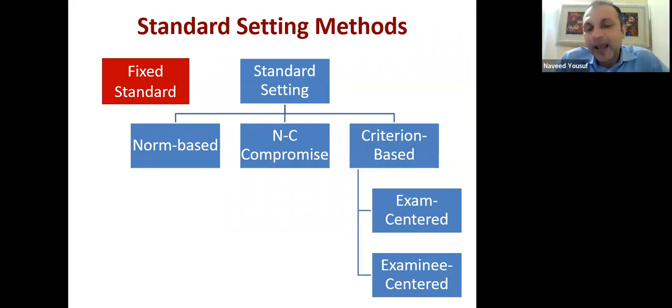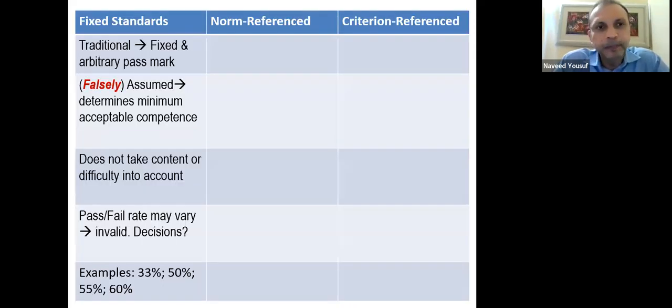criteria. And when you set up your criterion-based standards, there are certain which are exam-centered, or there are others which are student-centered or examinee-centered. There are other methods as well, if you can see this middle one. This is norm, criterion, compromise methods. Not very common, not very popular. However, we will talk about one of the most common examples of a compromise method as well.